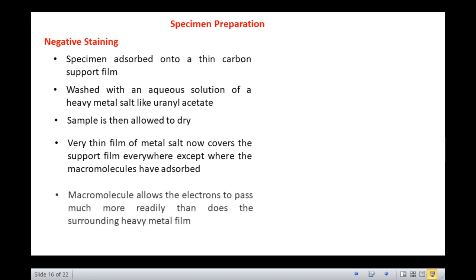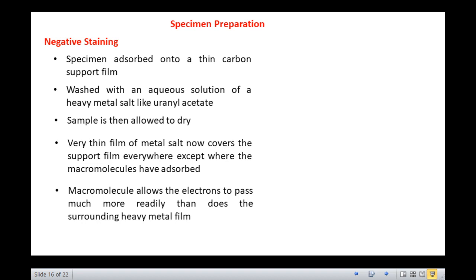Because the macromolecule allows the electrons to pass much more readily than does the surrounding heavy metal film, a reverse or negative image of the molecule is created, hence the name negative staining. Negative staining is particularly useful for viewing large supramolecular assemblies such as viruses or ribosomes and also for seeing the subunit structure of protein filaments like that of the actin filament.